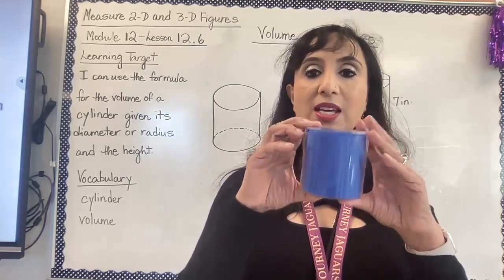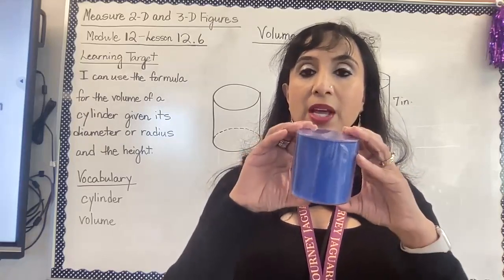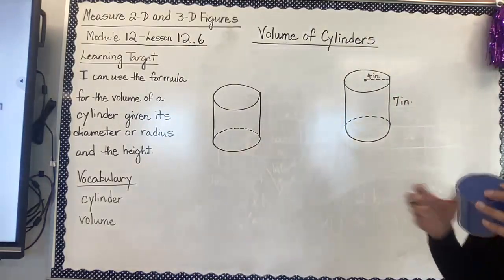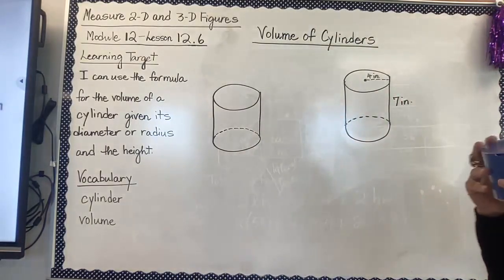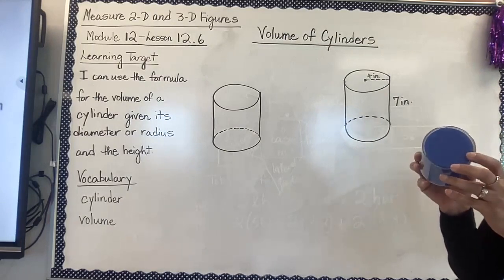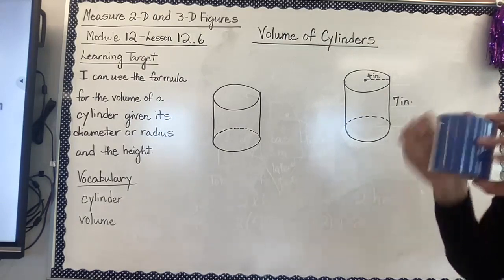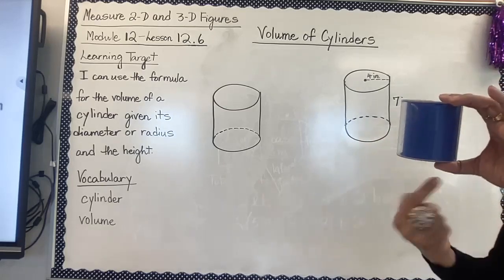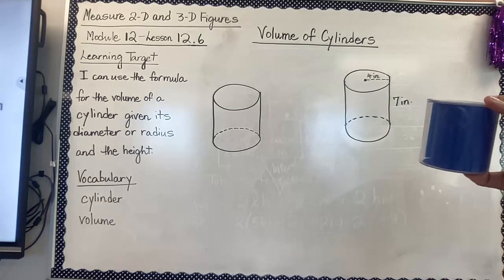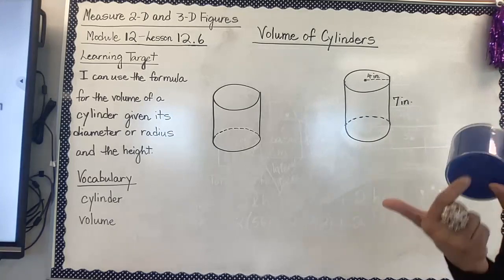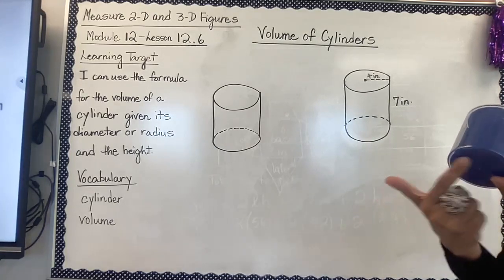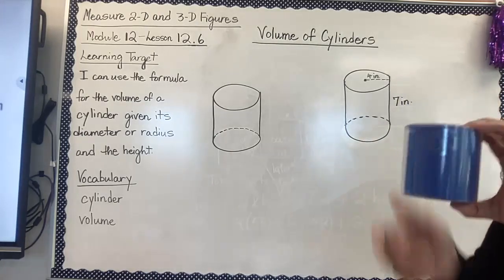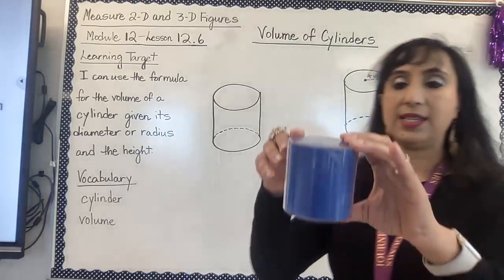So as you can see, this is a cylinder. And if I look at cylinders, it's a three-dimensional figure with two parallel congruent circular bases connected by a curved surface. And the area of the base of a cylinder tells the number of cubic units in one layer. So the area of the base, and the height tells how many layers there are in the cylinder.